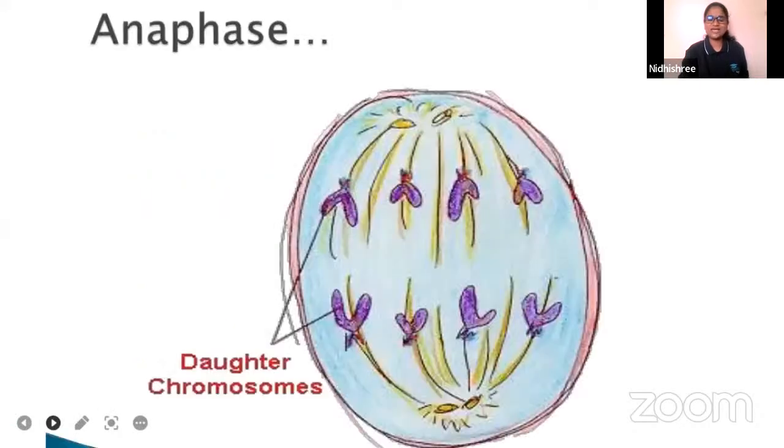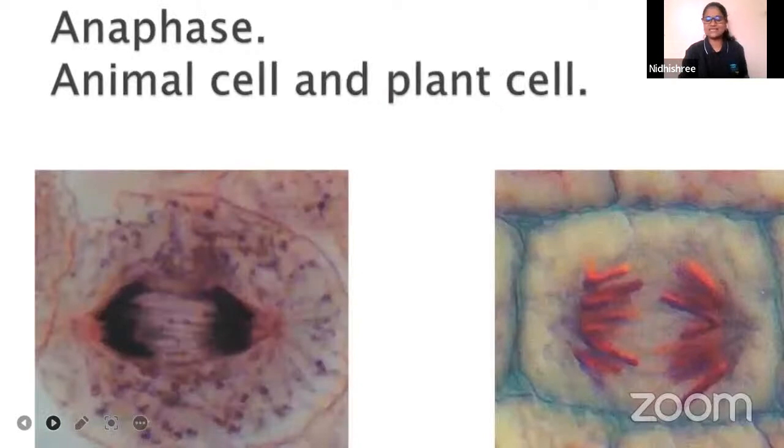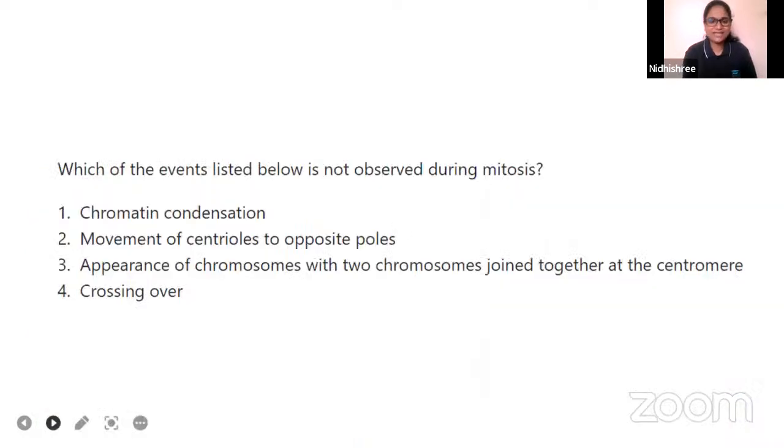Okay. So during anaphase, spindle fibers drag and separate the chromatids, the daughter chromatids. This is the anaphase condition in the microscope, a very beautiful anaphase condition. Then, okay, next question. Which of the events listed below is not observed during mitosis? Option A, chromatin condensation. Option B, movement of centrioles to opposite poles. Option C, appearance of chromosomes with two chromosomes joined together at the centromere. Option D, crossing over, which you cannot observe during mitosis. Yes, guys, what is your response?